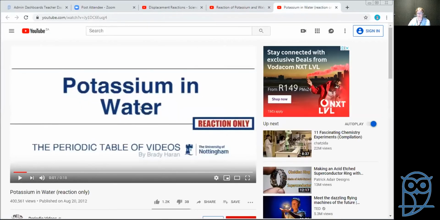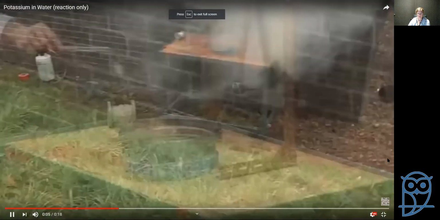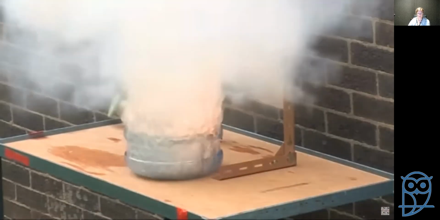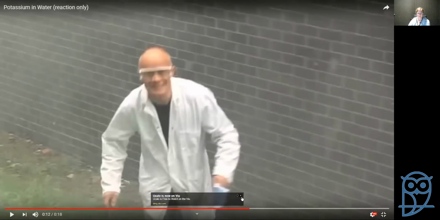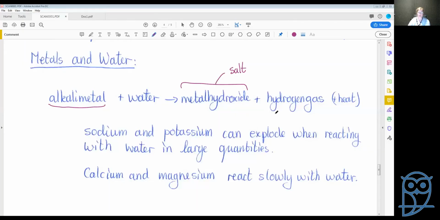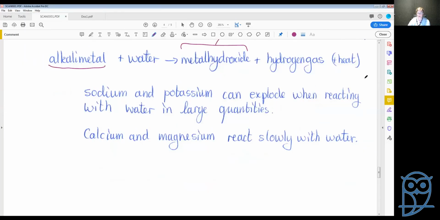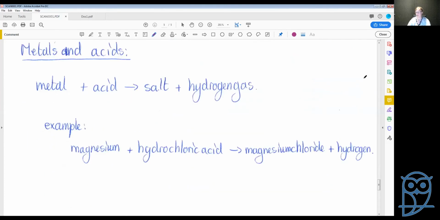Okay, so that was potassium and water reacting. This is what happens if you add a lot of potassium to water. So, that was alkali metals reacting with water. So back to over here, we are now going to move on to metals and acids.